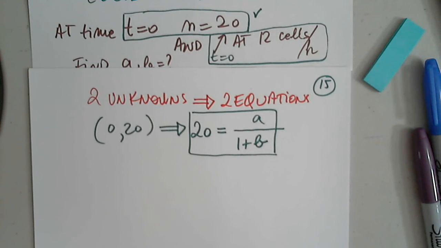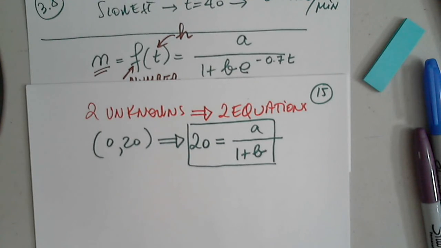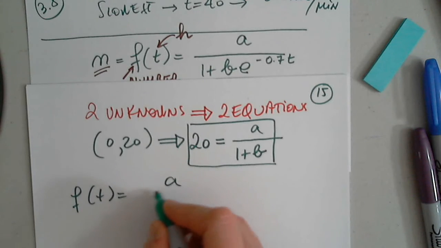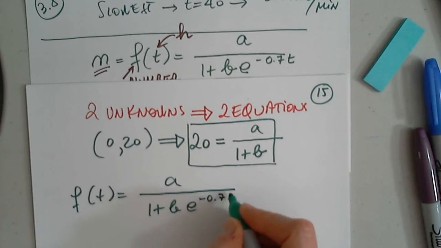So now we take a derivative. Of course. Yes. Now we will find the derivative. So I have f of t, which is A over 1 plus B e to the negative 0.7t.